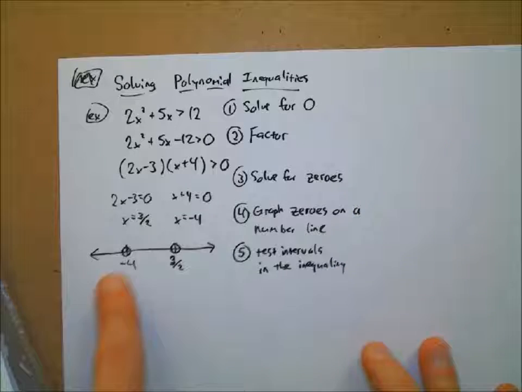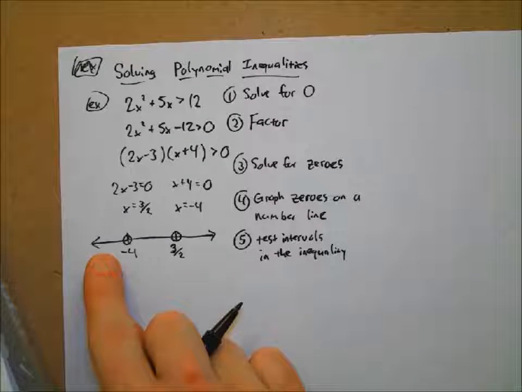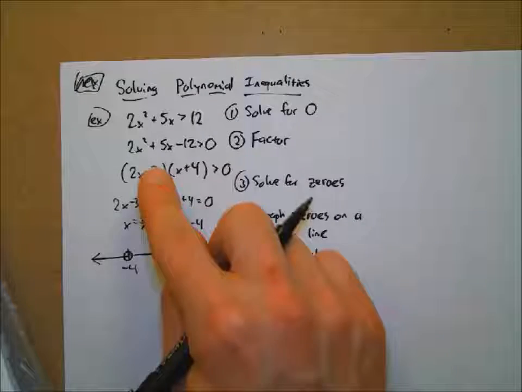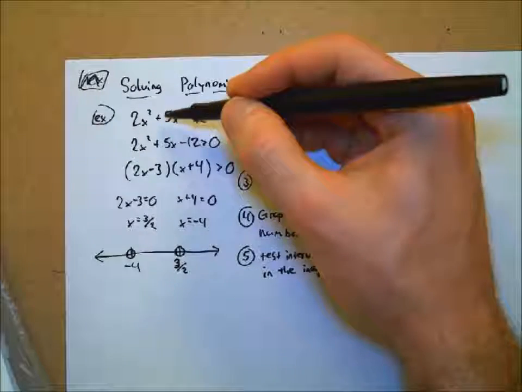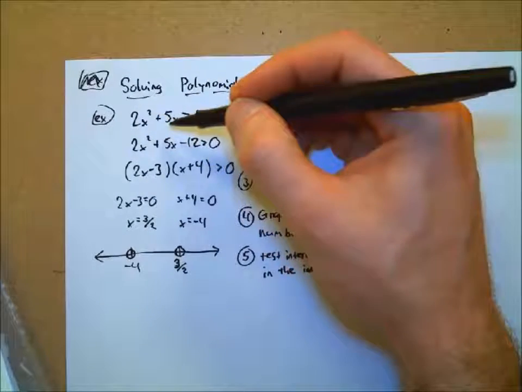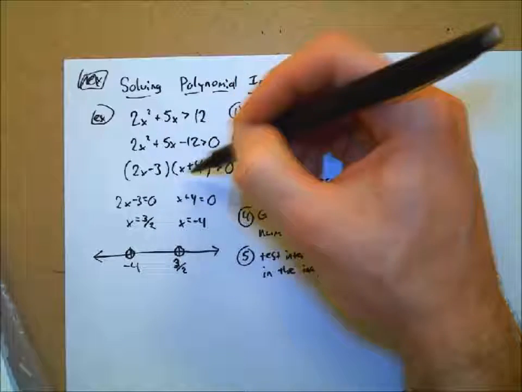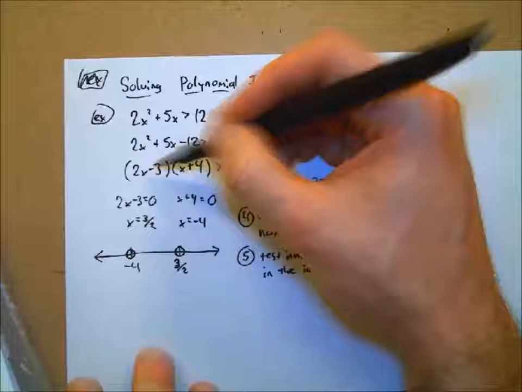Pick any number you want in that interval. In this first interval here, what can we pick? Negative 5, great choice. Let's plug negative 5 into our inequality. You can plug it into any part of this inequality. You can plug it in up here and check to see if it's greater than 12, or you can plug it in the other forms and check to see if it's greater than 0. I'll just plug it in the factored version right here.